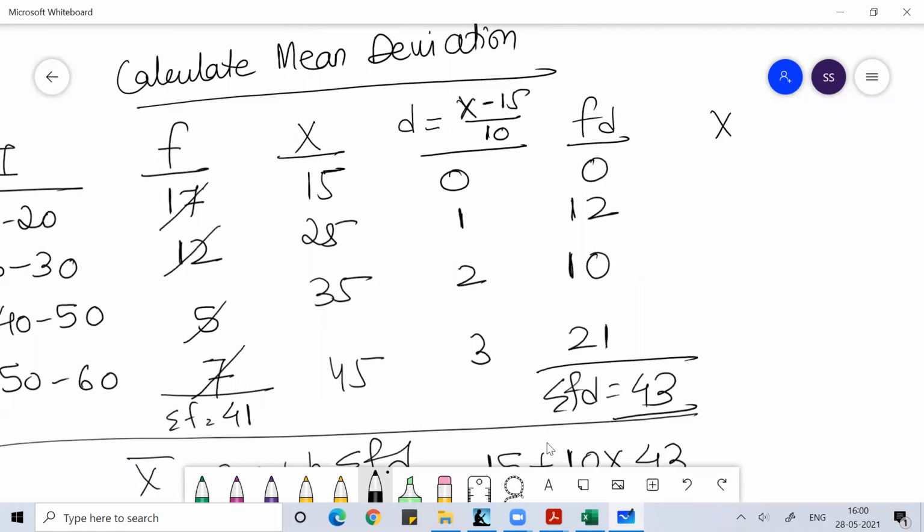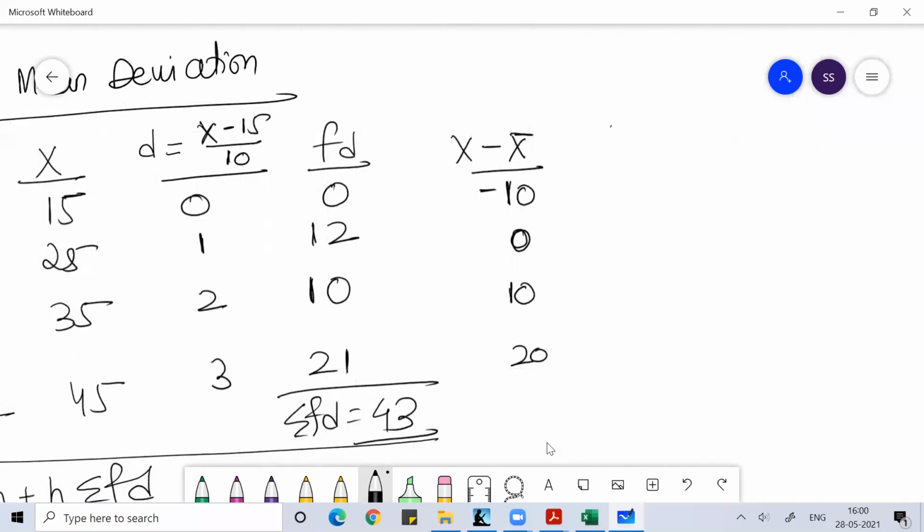Now what you have to do is find x minus x bar. 15 minus 25 is minus 10, 25 minus 25 is 0, 35 minus 25 is 10, 45 minus 25 is 20. You get x minus x bar. Now in mean deviation, you have to find the modulus of x minus x bar. This is 10, 0, 10, 20. Modulus sign means that you ignore the negative value. Either it's negative or positive, you will get the output as a positive value.